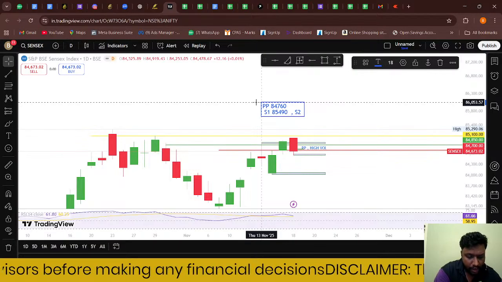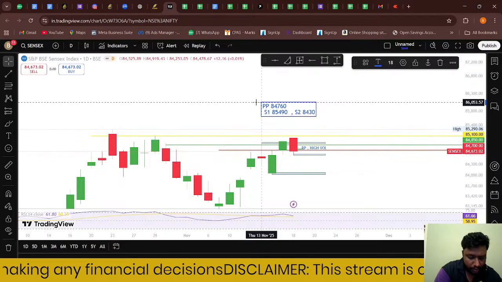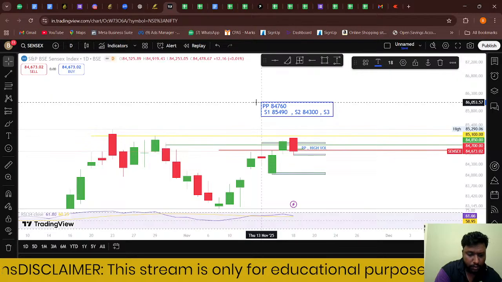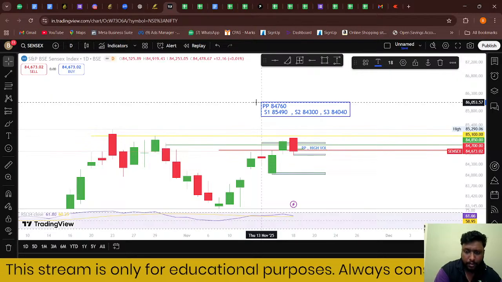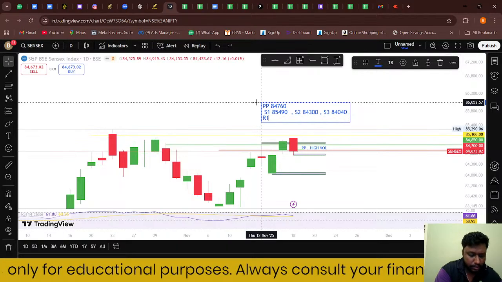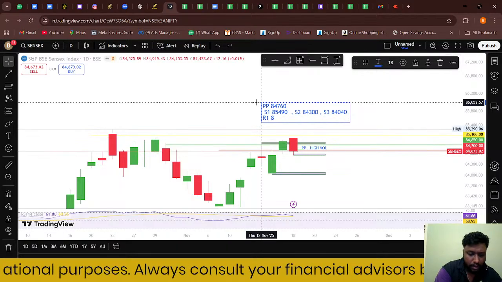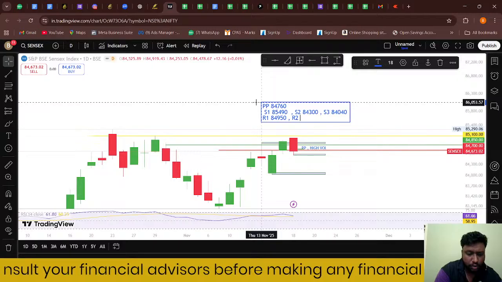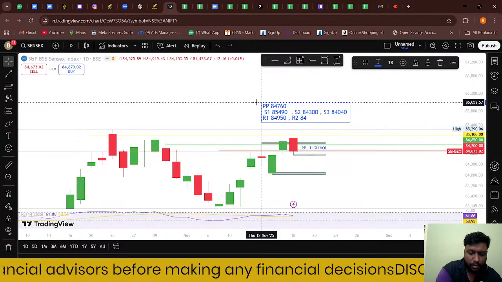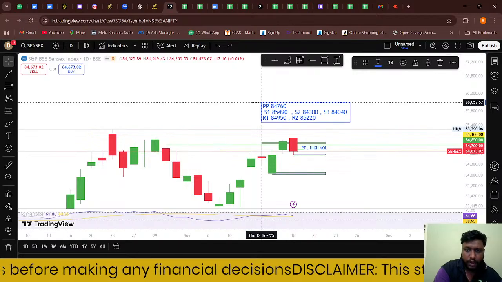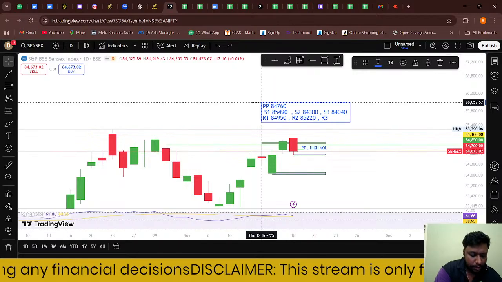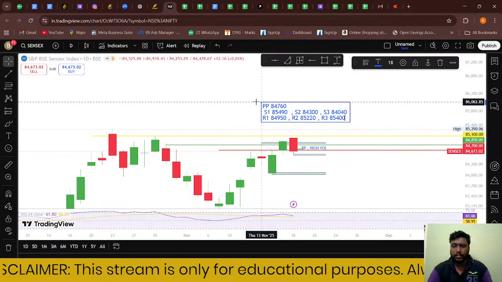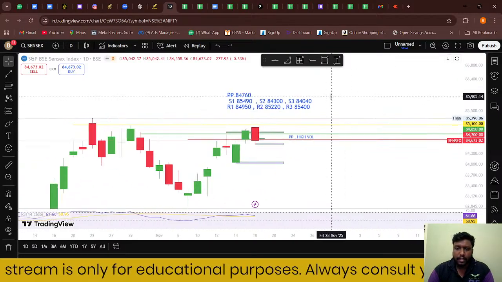Support two lies at 84,300. And support 3 lies at 84,040. And on the resistance side, resistance 1 is at 84,950, and R2 will be at 85,220, and R3 will be at 85,400. So these are the levels with respect to Sensex.